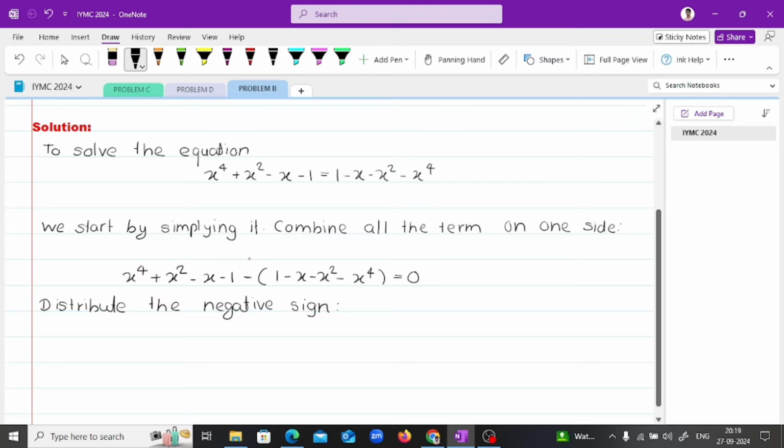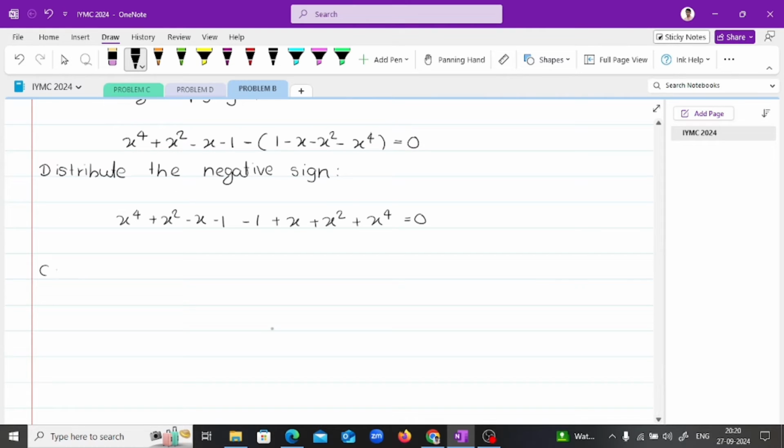Okay, so when we distribute this negative sign inside the bracket, our equation will look like: minus 1, this minus will be plus x, then this minus will be plus x square, and this minus will be plus x raised to 4. Okay, then we will combine like terms.